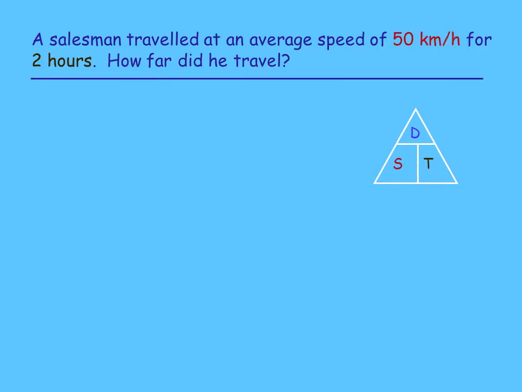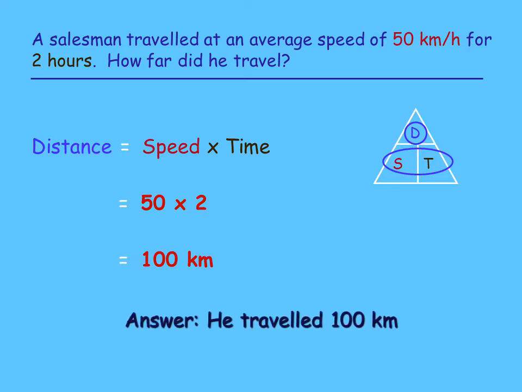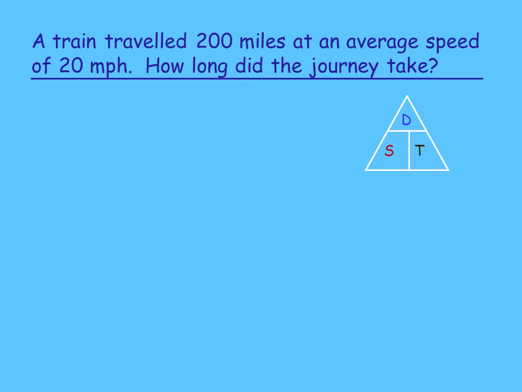A salesman travelled at an average speed of 50 km per hour for 2 hours. How far did he travel? Here the question is asking to find the distance. When the distance is missing, the formula will be speed multiplied by time. Substitute the values for speed and time and you will get the answer 100 kilometers. Here, since distance is asked, the unit will be kilometers. He travelled 100 kilometers.